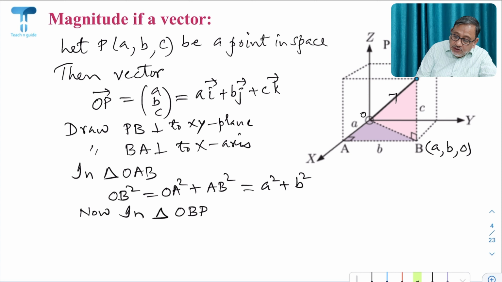Now look at this triangle OBP. This is right angled at B, so this will be the hypotenuse side. So OP square is equal to OB square plus PB square, okay? So OP square is equal to OB square plus PB square, or BP square.